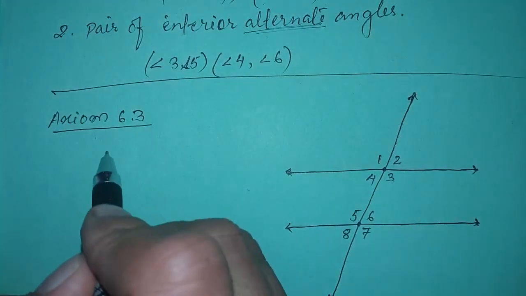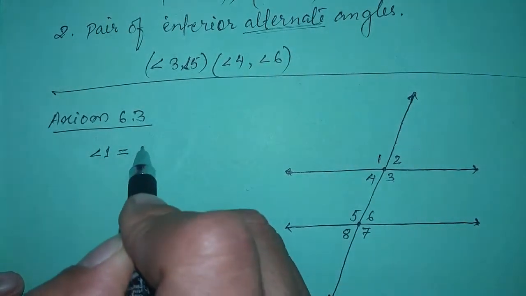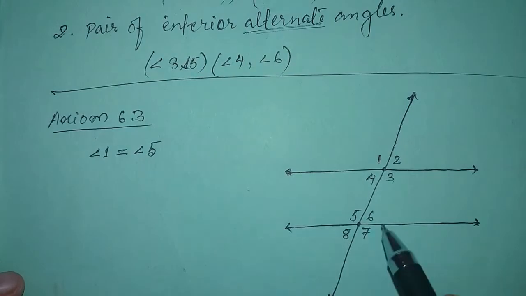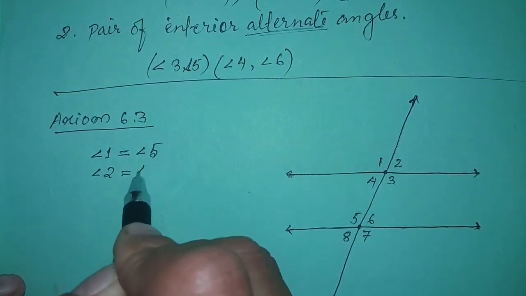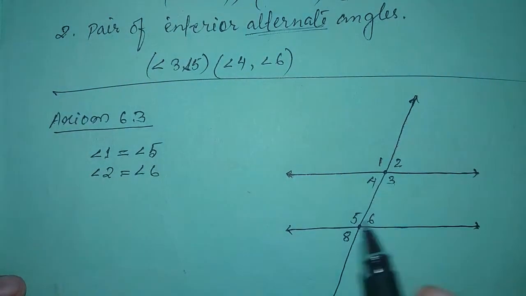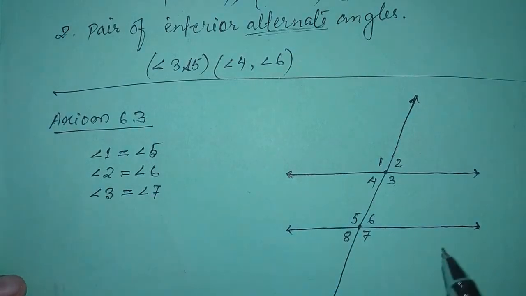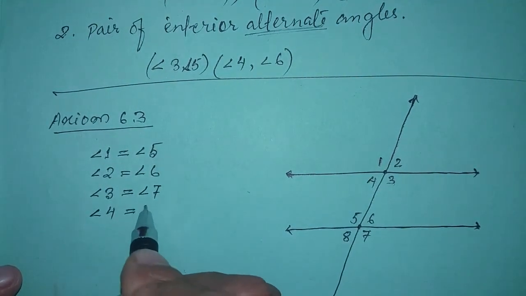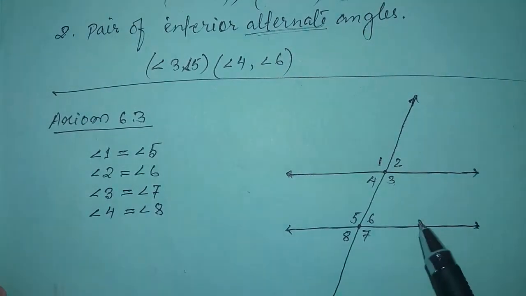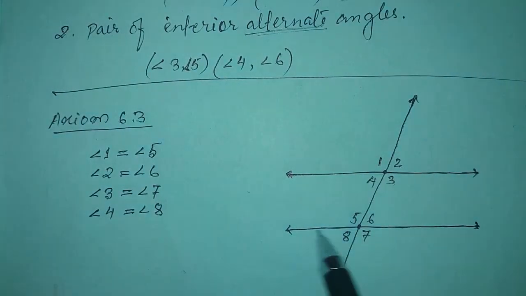So here it says angle 1 is equal to angle 5. The corresponding angles are equal. Angle 2 is equal to angle 6. Angle 3 is equal to angle 7. Angle 4 is equal to angle 8. These pairs of corresponding angles are equal only when these two lines are parallel.